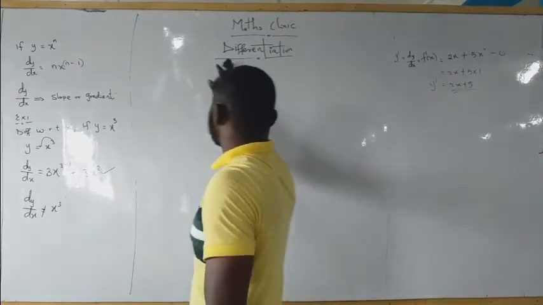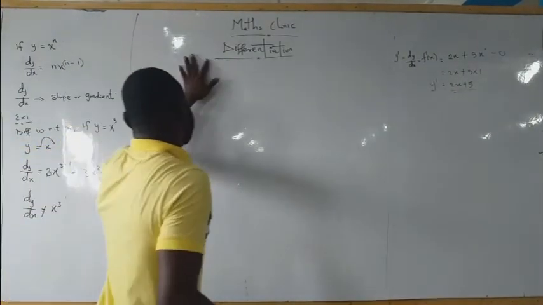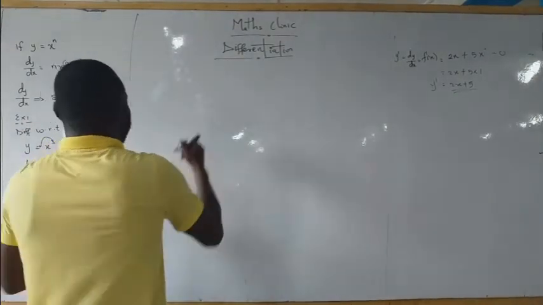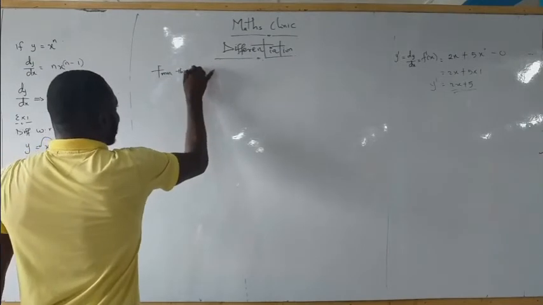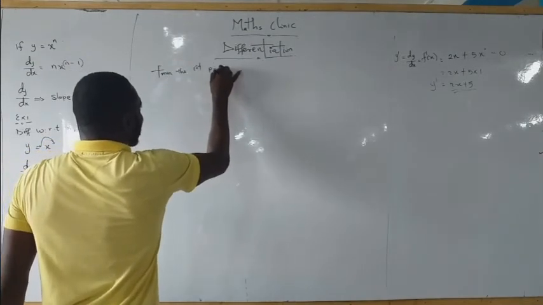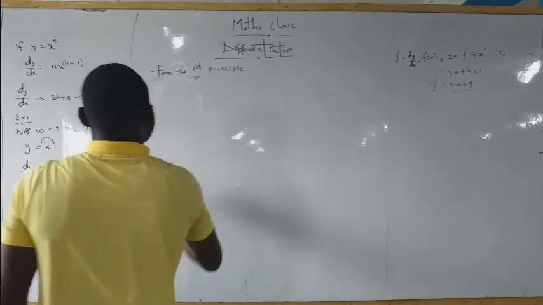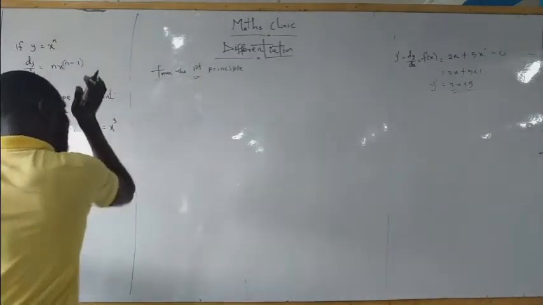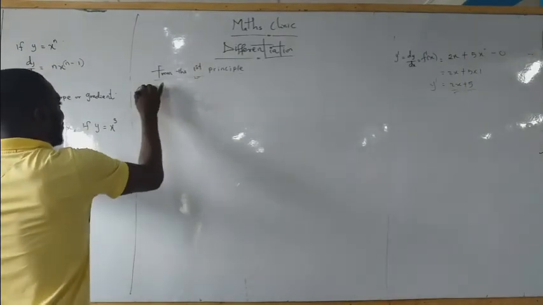This is somehow complex. But not really complex, just somehow complex. From the first principle, okay? From the first principle, question 1 under this.